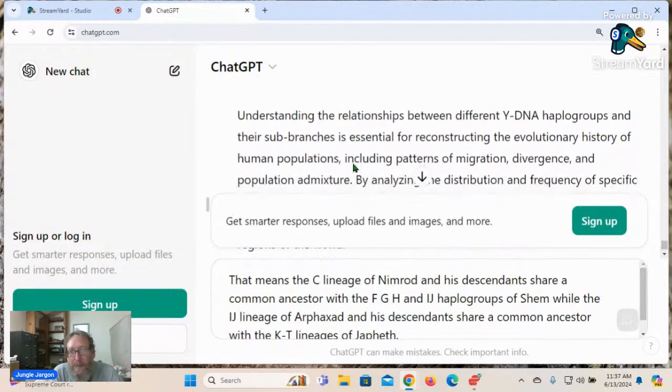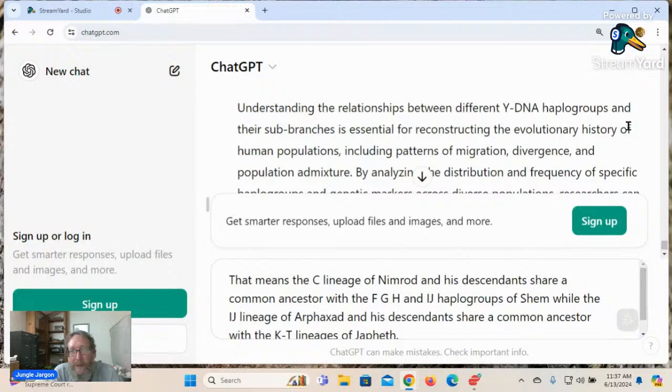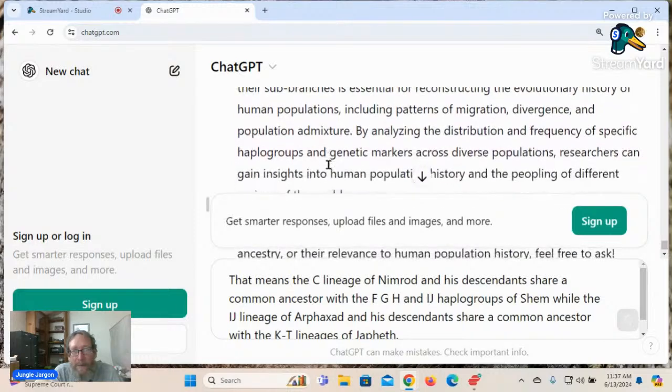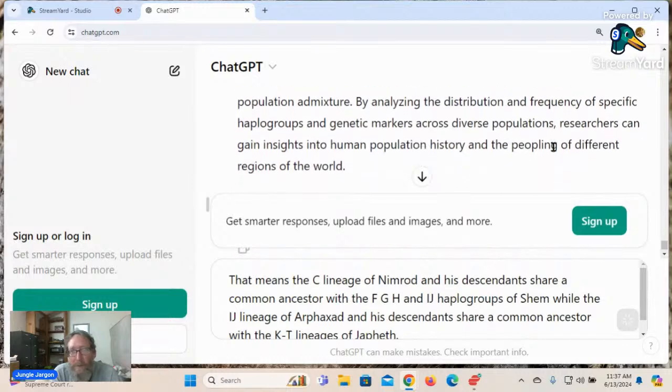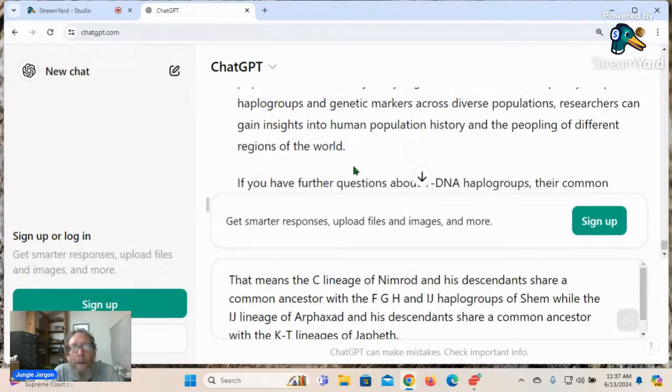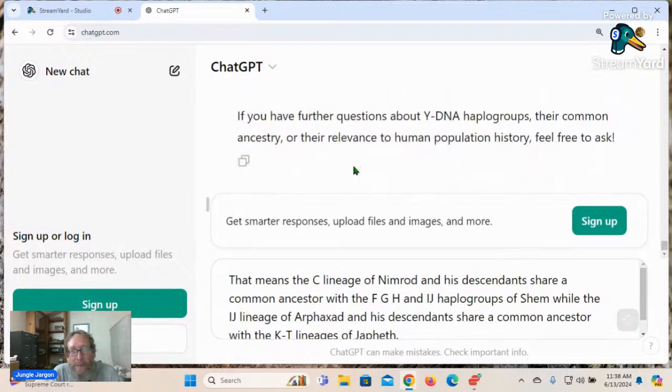Understanding the relationship between different Y DNA haplogroups and their subbranches is essential for reconstructing the evolutionary history of human populations, including patterns of migration, divergence, and population admixture. By analyzing the distribution and frequency of specific haplogroups and genetic markers across diverse populations, researchers can gain insight into human population history and the peoples of different regions of the world. Do you have further questions? Yeah.